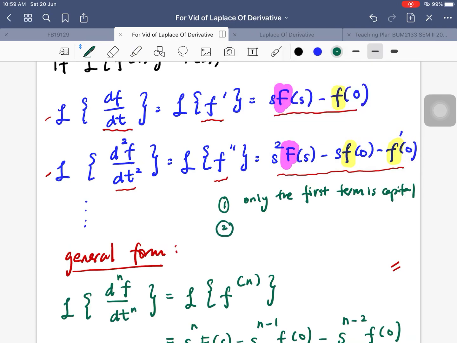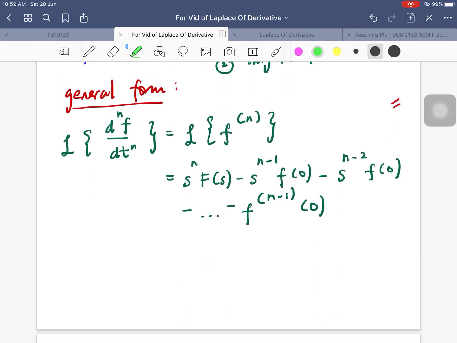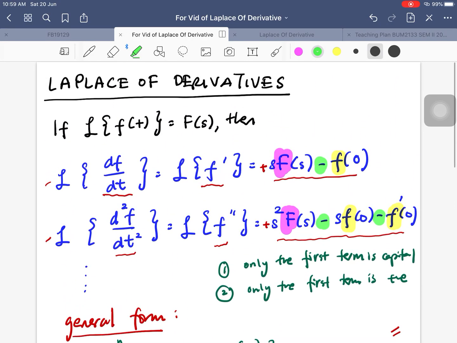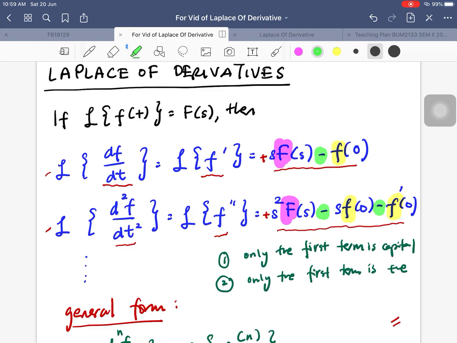The second thing I want you to note is that only the first term is positive. If you notice right here, this is positive. I'm going to put a red pen on this. This is a positive as well, but the remaining terms at the back are going to be negative. Even if you have a look at the general formula, only the first term is positive, and everything else is going to be negative. So when you copy this formula, please copy it very, very carefully. Remember, only the first term is capital and only the first term is positive. The rest of them are going to be in small case, and they are going to be negative. Okay, let me show you an example.